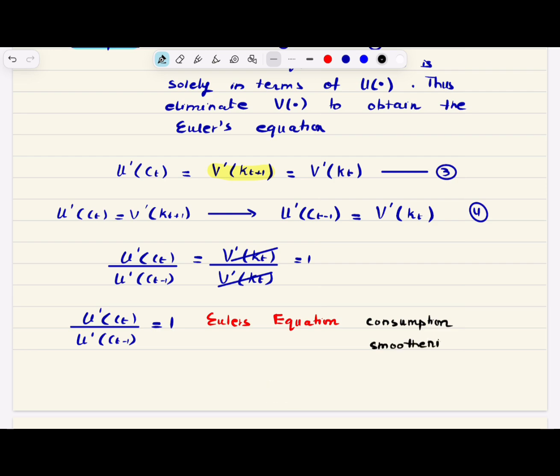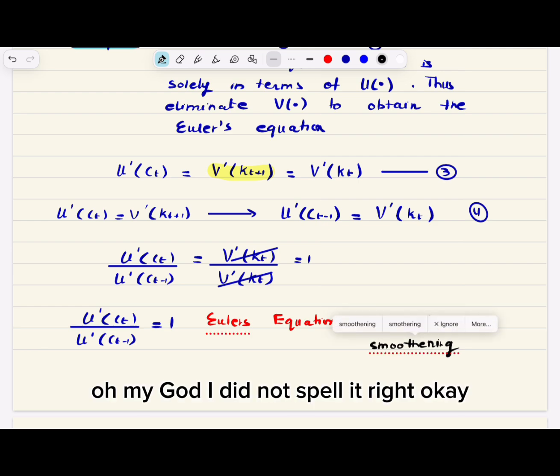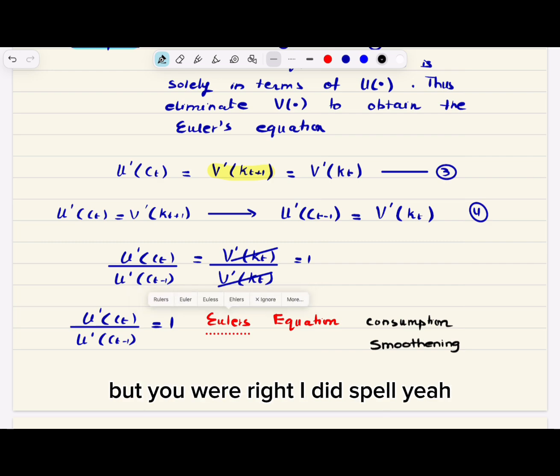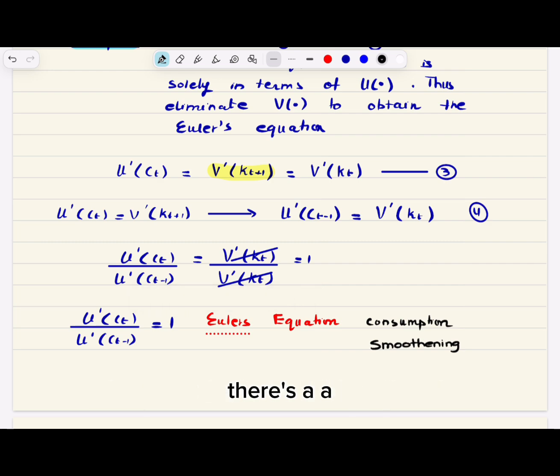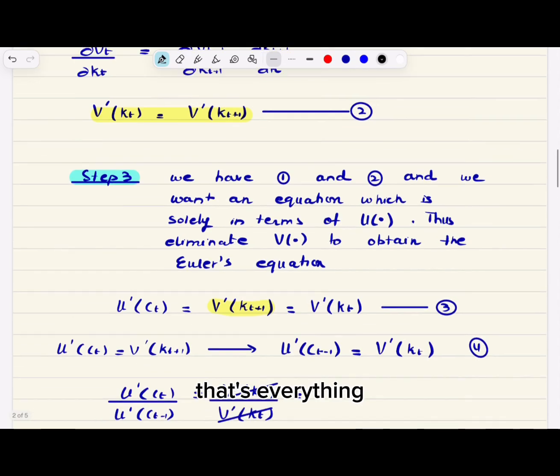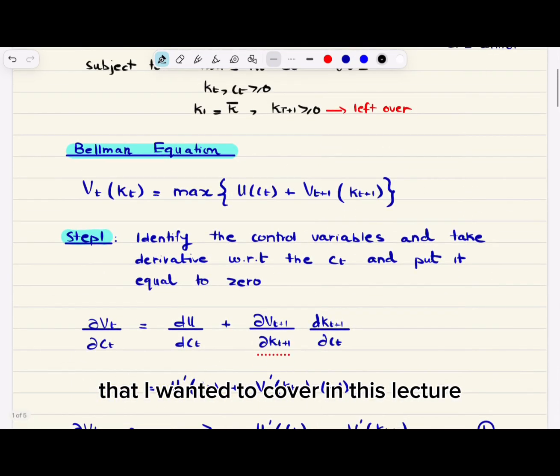Okay. Oh my god, I did not spell it right. But Euler, I did spell. Yeah, that's right. Okay, that's everything that I wanted to cover in this lecture.